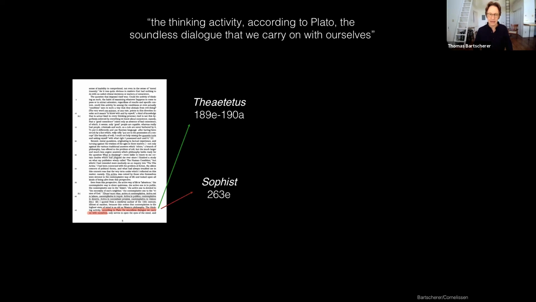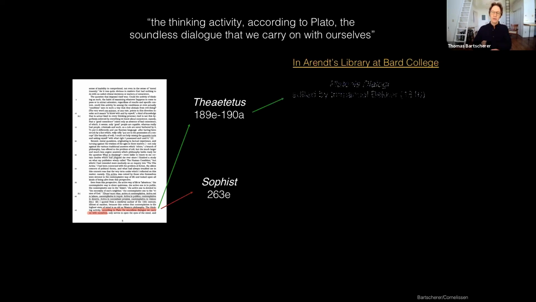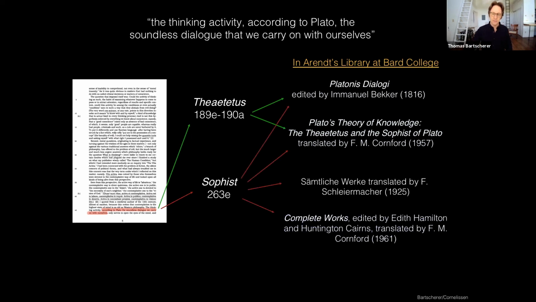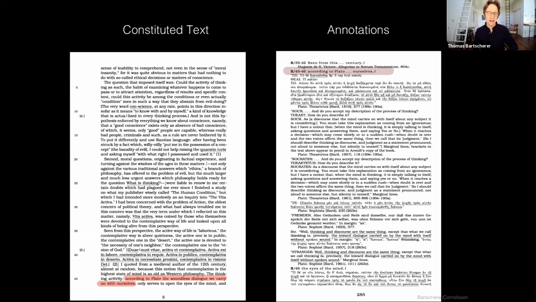And in her library at Bard College, there are 2 editions of the Theaetetus that are marked, and there are 4 editions of the Sophist that are marked. So our edition will reproduce all of those texts. What you see here on the left is the constituted text, the running text that you'll read, and then a page of the annotations. The annotations are a separate section at the end of the book. You'll see that it's keyed by page number and line number.